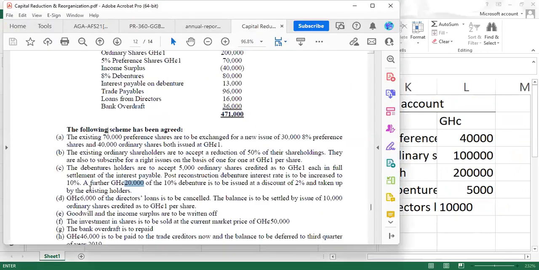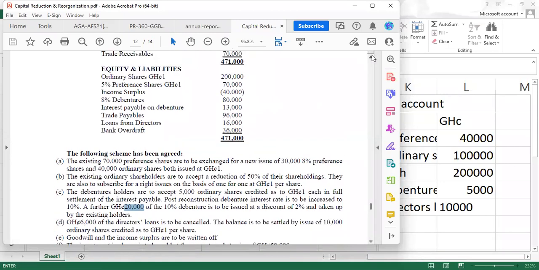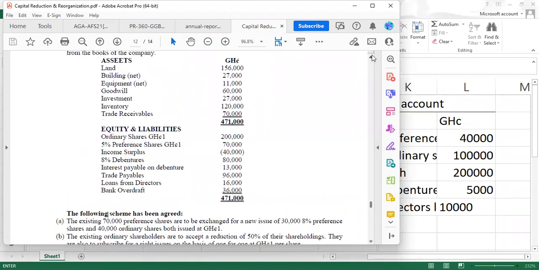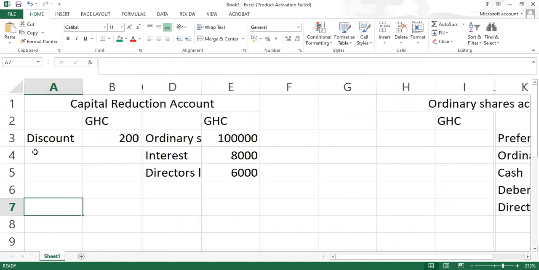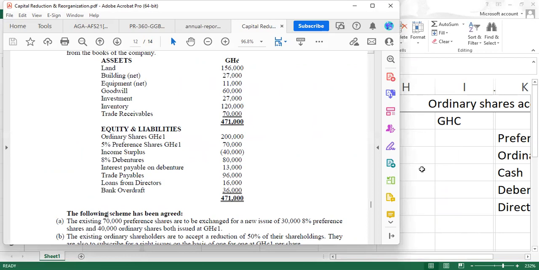Okay. The next one is goodwill and income surplus are to be written off. Would this be a gain or a loss? Are they going to be a gain or loss? We are writing off assets just like that. Is the company losing or gaining? The company is losing. So we have goodwill. How much is the goodwill? Goodwill is 60,000.